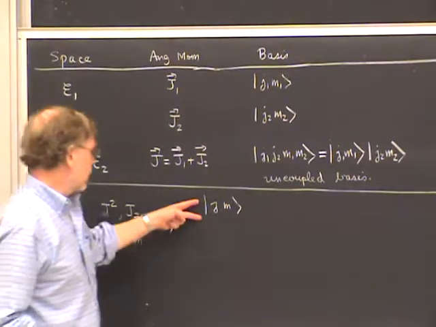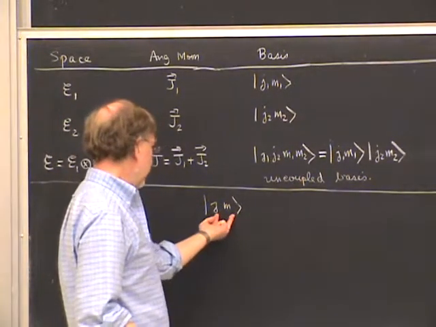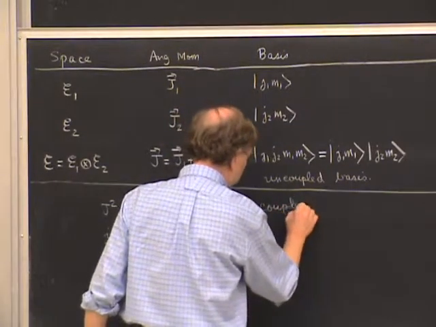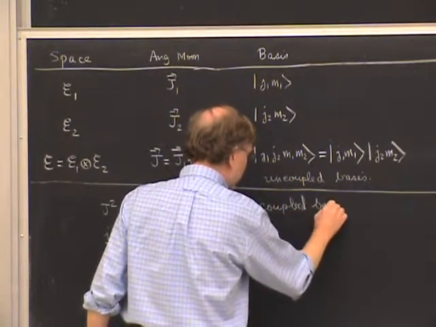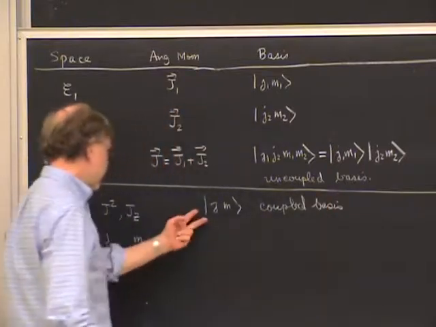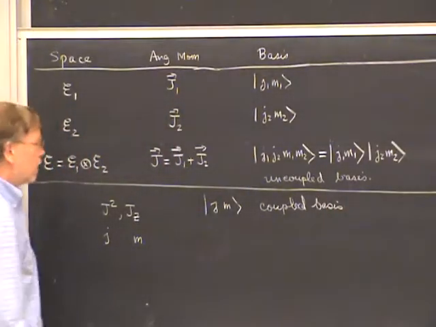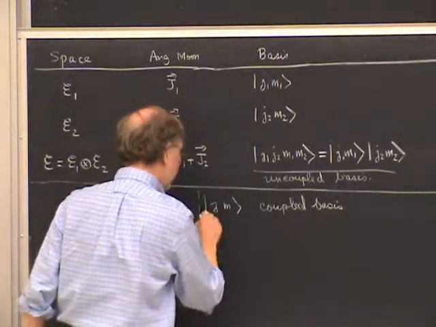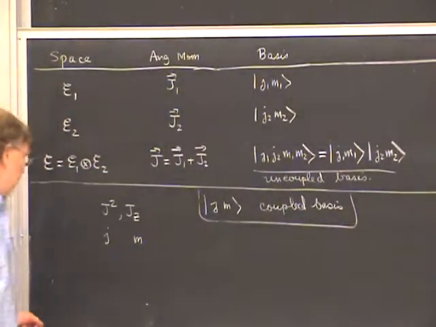So what this gives us is a second basis, the standard angular momentum basis, which I'll also call the coupled basis, because it's the angular momentum basis of the combined angular momentum of the two subsystems, like this. So there's actually two bases in this space, the uncoupled basis and the coupled basis. This is the idea here.